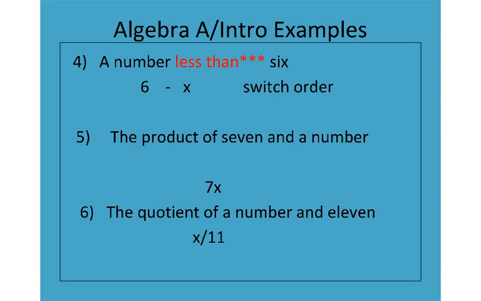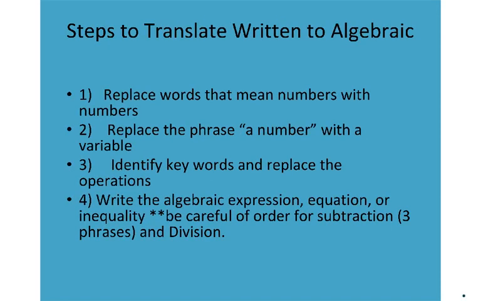Now I'm actually going to jump to the steps. So here are the steps that I want you to follow when you're solving any of these problems. This is especially true for the advanced problems. The first problems we just went over were more your basic problems. So the first thing we'd like you to do is replace the words that mean numbers with the numbers themselves. So for example, if you see the word 10 in a problem, cross it off and write the number 10. The second step we recommend is to replace the phrase a number with a variable. Typically we put x.